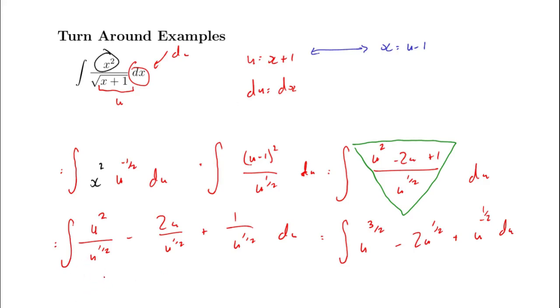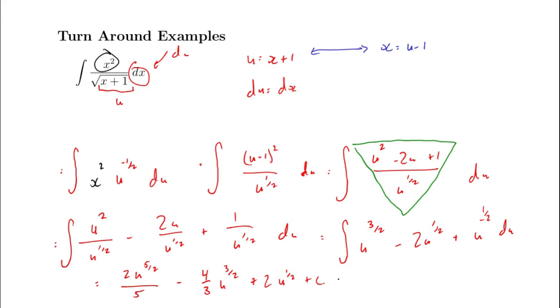From here, I'm running out of room, but hopefully you can see how you're going to be adding 1 to your exponents and dividing by that. So I'll add 1 to 3 halves, and that becomes 5 halves. Instead of dividing by 5 halves, I'm going to multiply by 2 fifths. Same thing. Add 1 to my exponent, that becomes 3 halves. And now I'm going to divide by 3 halves, which is really multiplying by 2 thirds. So this is 4 thirds u to the 3 halves. And then I'm going to add 1 to my exponent, that's half. Instead of dividing by a half, I'm going to multiply by 2. So this is 2 u to the half plus c.